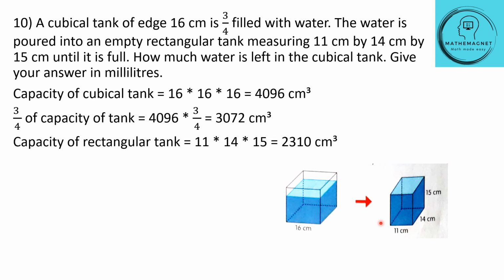Now let us find the capacity of the rectangular tank. We have the measurement of the edges, which is 11 into 14 into 15, which is 2310 centimeter cube. Now when you pour water, the maximum water that this tank can hold is 2310. So the difference will be the water that is remaining in this cube. So 3072 minus 2310 will be equal to 762 is the water that is left in this cubical tank.